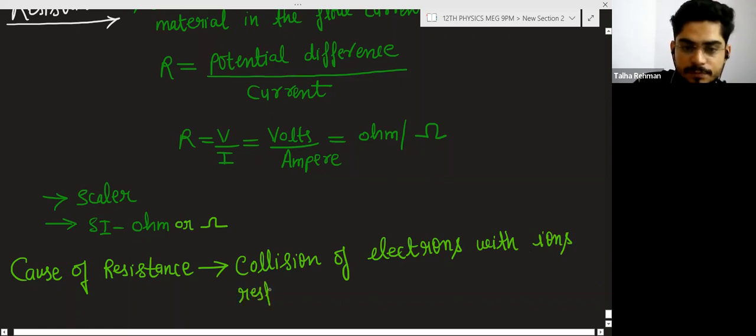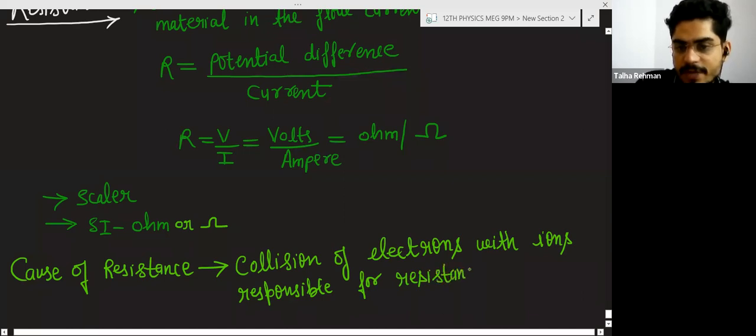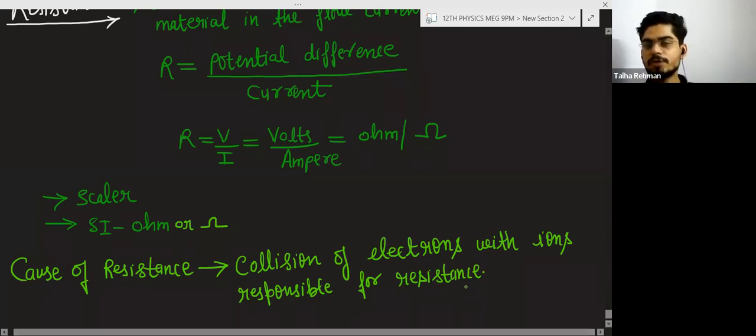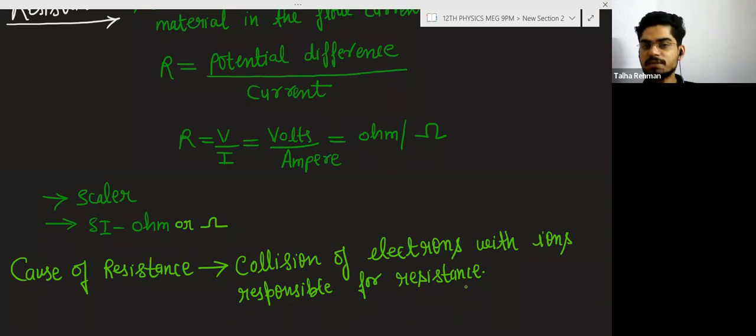Responsible for resistance. You can imagine a conductor where there are no ions. There will be no collision, so there will be no resistance.